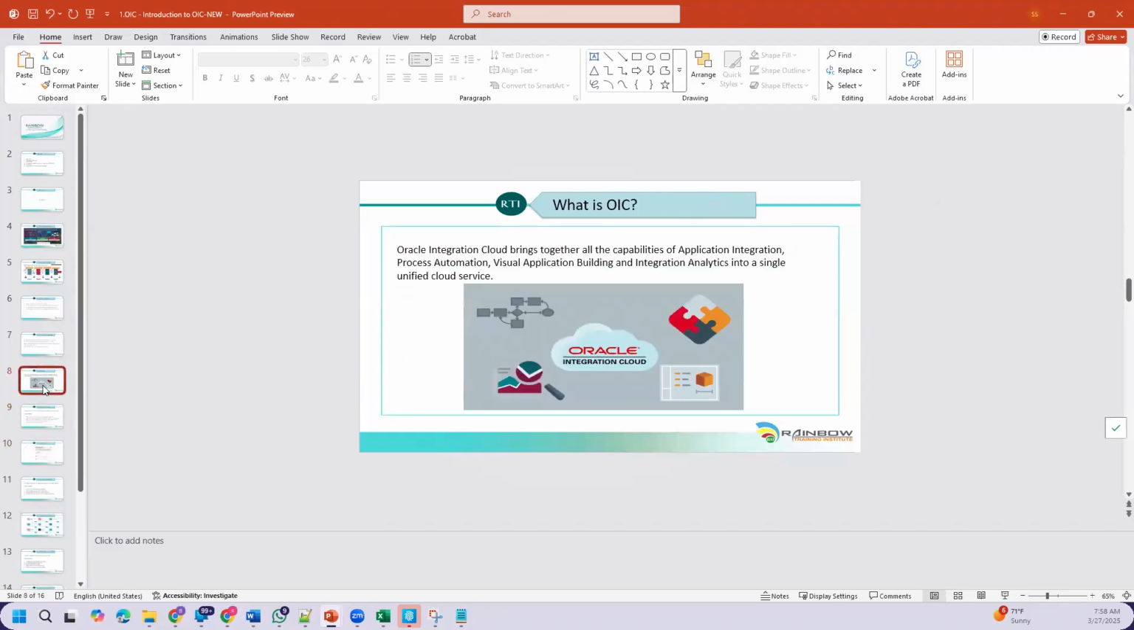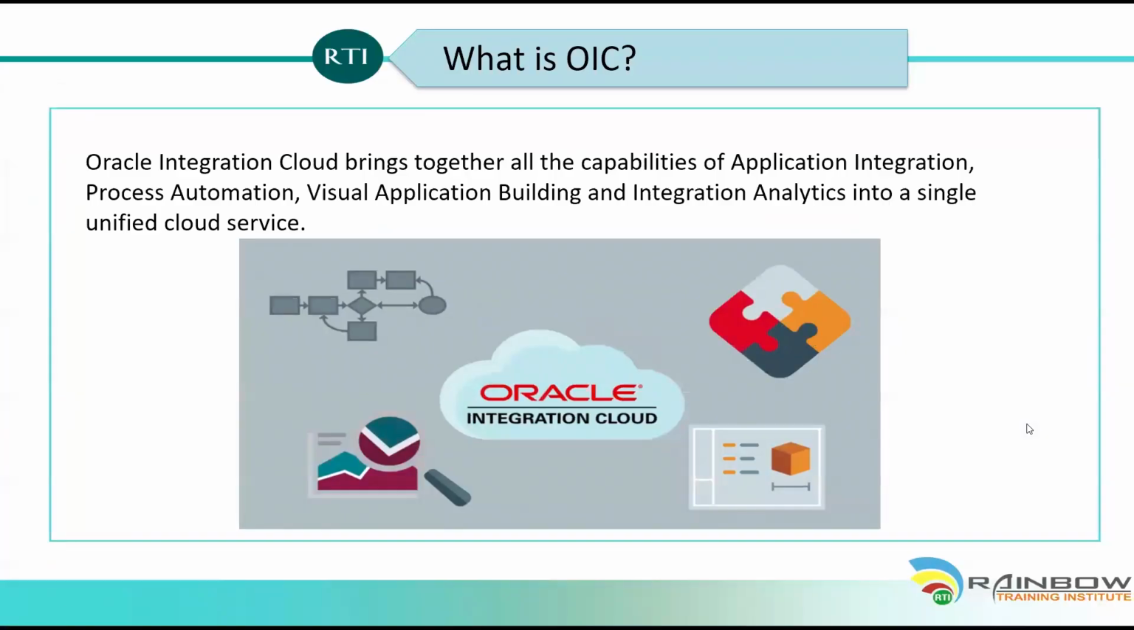Okay, so this is what we just concluded. This slide talks about how Oracle Integration Cloud brings together all the capabilities, like your application integration, your process automation, your visual builder, and even analytics into a single unified cloud service.